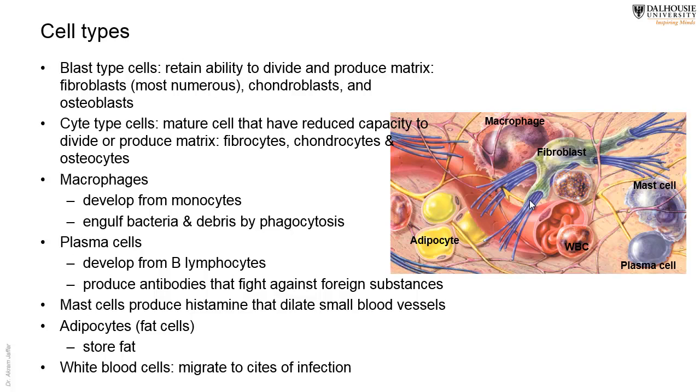Then we have plasma cells, and these are again derived from other types of cells which are called B lymphocytes, and they are responsible for the production of antibodies that fight against foreign substances. The other type of cells are mast cells, and these are especially present in allergic reactions because they produce histamine, which causes dilatation of the small blood vessels. And then we have adipocytes. The adipocytes are the fat cells which store the fat. I'm going to talk more about adipocytes in a moment.